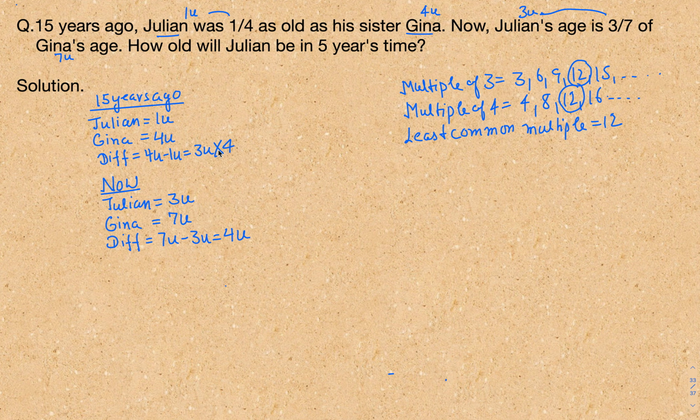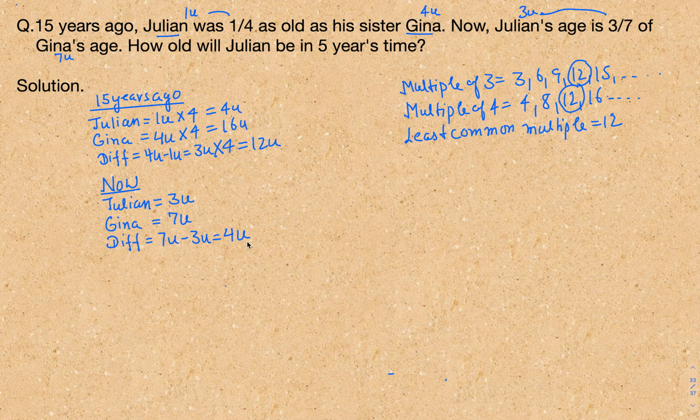But remember, if you are doing some operation on the difference, right, you have to do the same for the other units, right? Means for the age of Julian and Gina. So let's see what do we get here. So 1 unit times 4 will give you 4 unit. 4 unit times 4 will give you 16 units, and 3 unit times 4 will give you 12 unit, right?